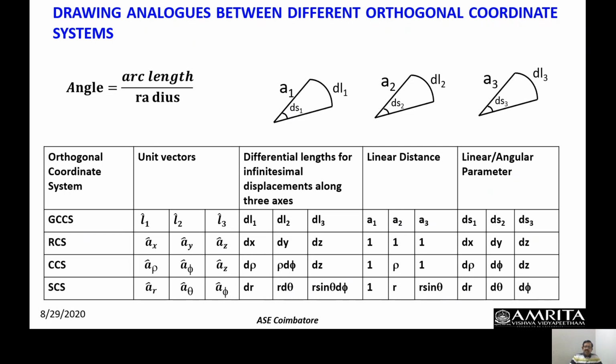If you remember this table, then everything becomes super simple to derive the formula for the gradient of a scalar function, divergence of a vector function, the curl of a vector function. All the three, gradient, divergence and curl, I can evaluate in the cylindrical coordinate system and the spherical polar.